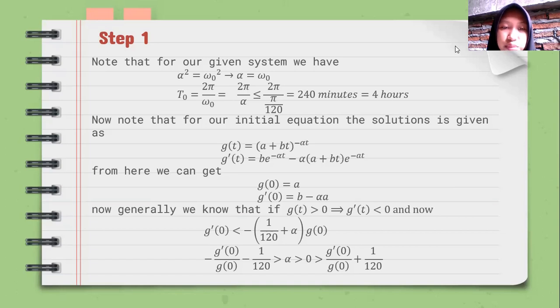Now, generally, we know that if G(t) is less than 0, it implies that G prime(t) is less than 0. And now, G prime(0) less than minus (1 over 120 plus alpha) times G0, so minus G prime(0) over G0 minus 1 over 120 greater than alpha, greater than 0, greater than G prime(0) over G0 plus 1 over 120.